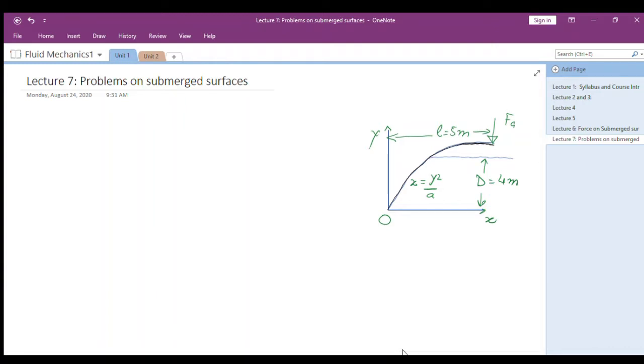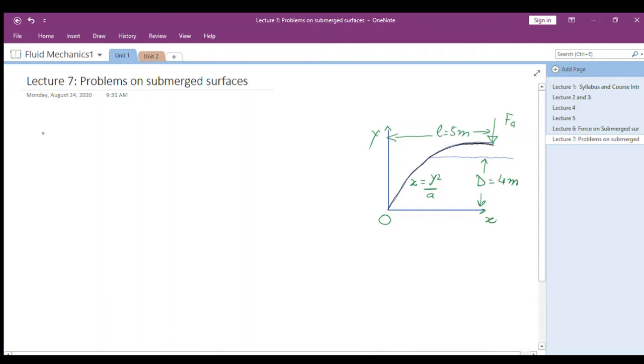My purpose to solve this problem here is twofold. One is to see the application of what we have done, force on a submerged surface, the topic which we studied. My second purpose is to give you an idea about how to properly tackle a problem and solve it in a systematic manner so that you don't miss anything. So let's say we have this problem in front of us.